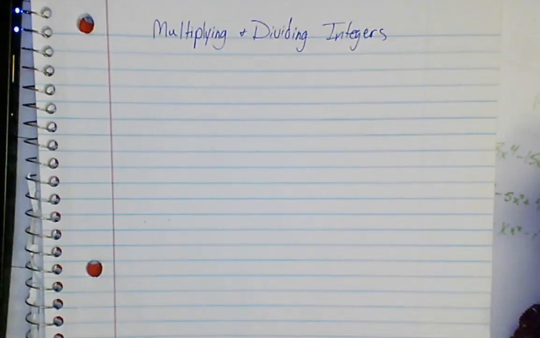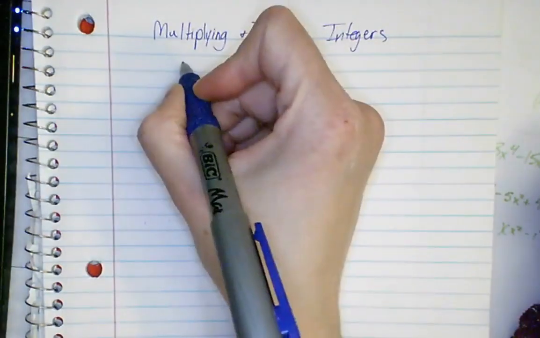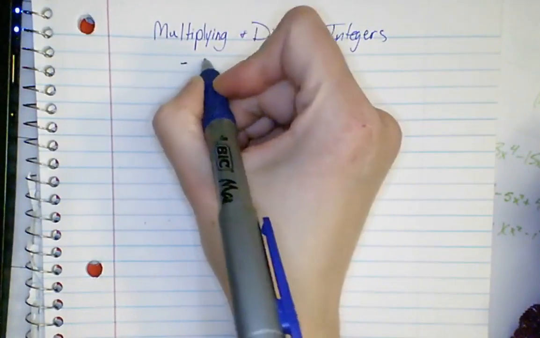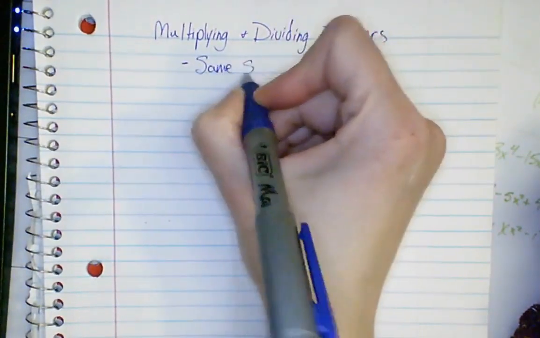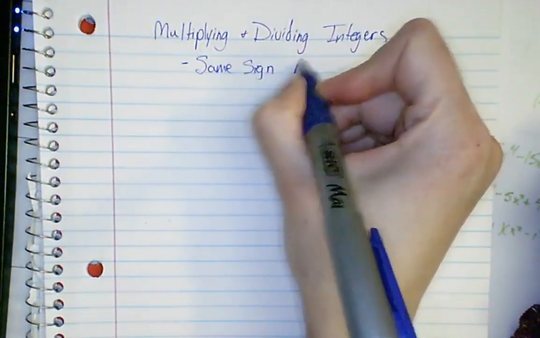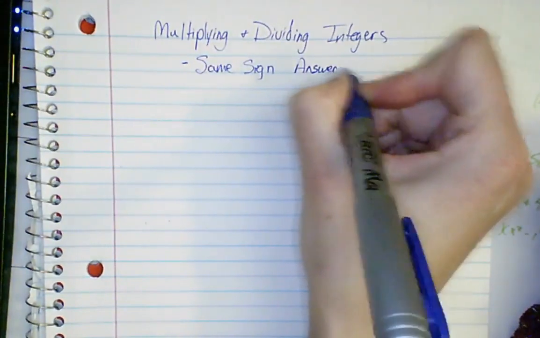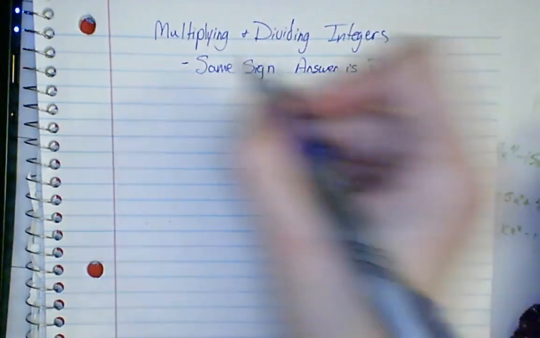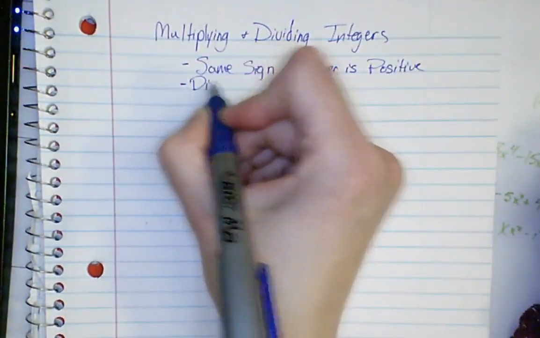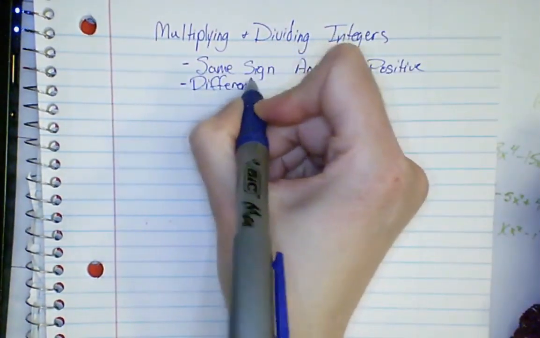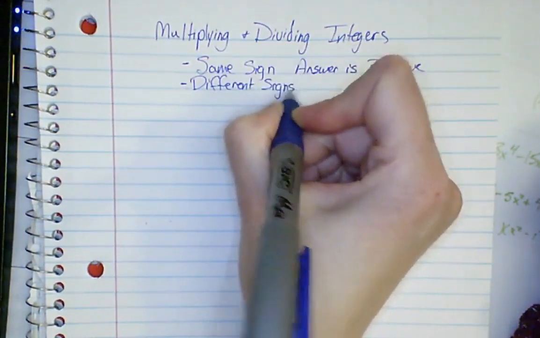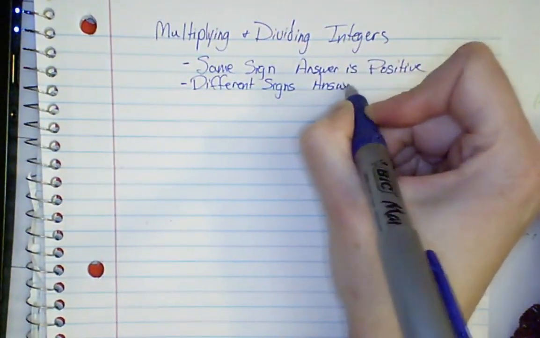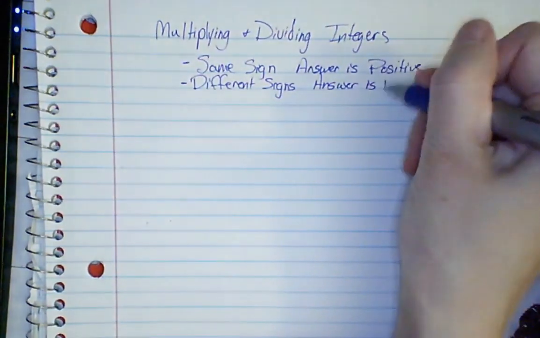This video will be about multiplying and dividing integers. The rules on multiplying and dividing integers state if you have the same sign, the answer is always positive. If you have different signs, the answer is always negative.